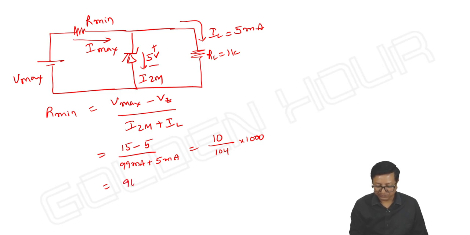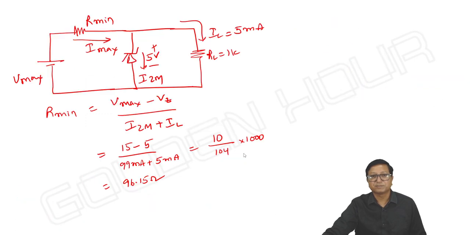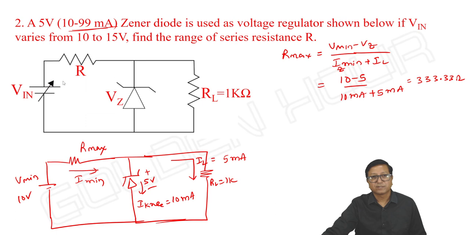96.15. Yes. So you can vary your R from 96.15 to 333.33. Right? You are varying input and you are varying R. Still, you can see the constant output voltage Vz across RL.